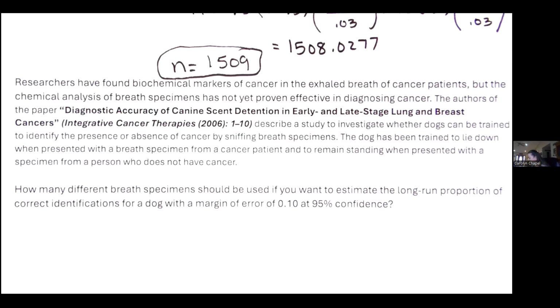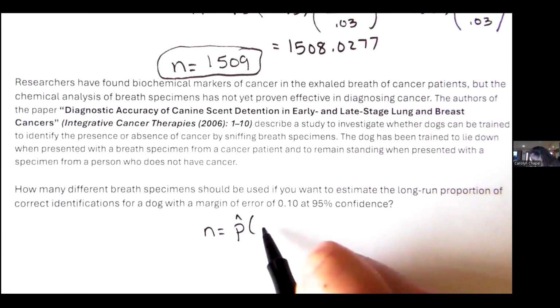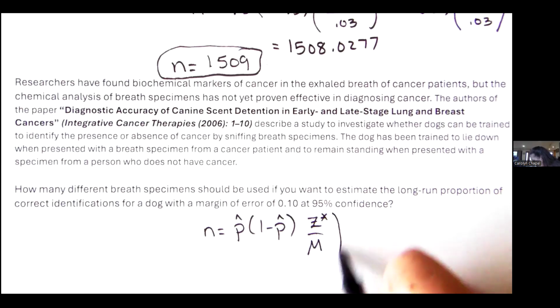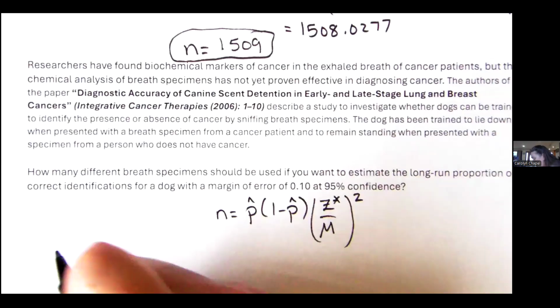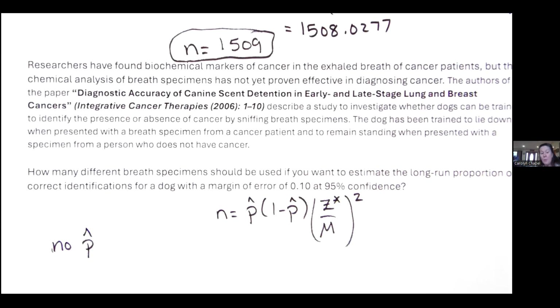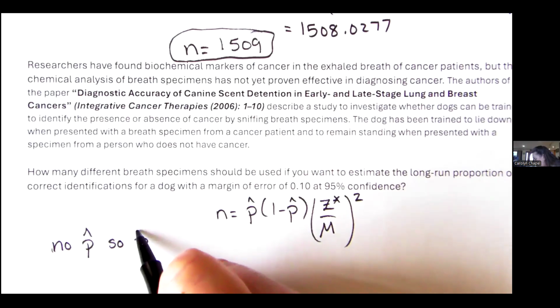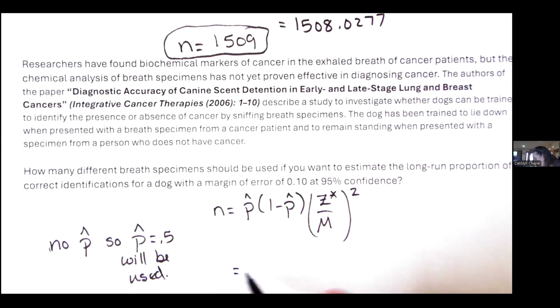Since this has never been done, this is brand new stuff. I'm going to first of all put our formula down: n = p hat times (1 minus p hat) times (z star over m) squared. We have no p hat to work with. So this is brand new, and there's no p hat to work with from the history. That means we're going to let p hat equal 0.5. And so now we're going to have 0.5 times 1 minus 0.5.